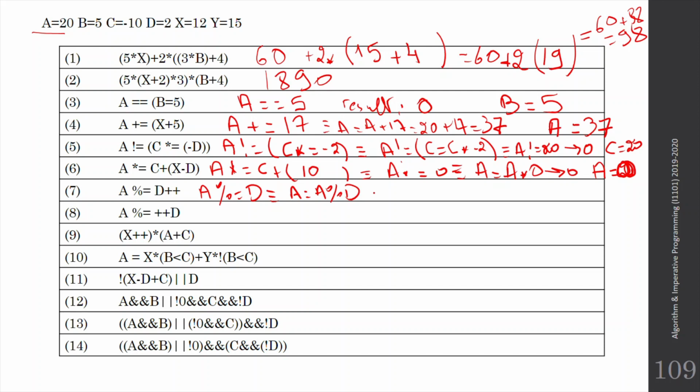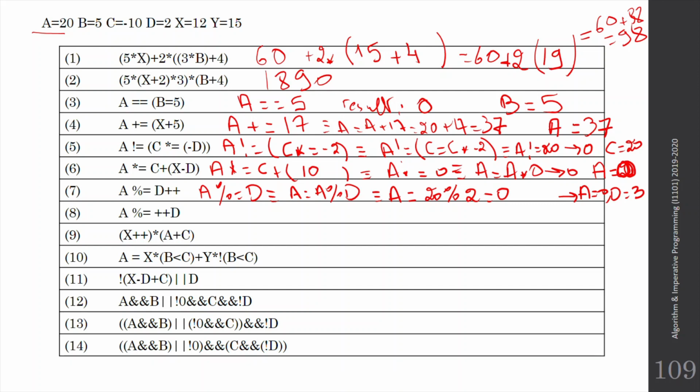So in a we have 20 modulo d, which is 2. What's the remainder of 20 over 2? The remainder would be equal to 0, because 2 divides 20 completely. So we will have 0. So the result is 0, and in a we will have 0. Then we will evaluate the d plus plus. So in d we have 2. Later on we will have d equal to 3.